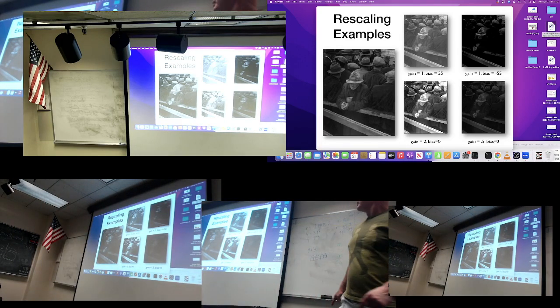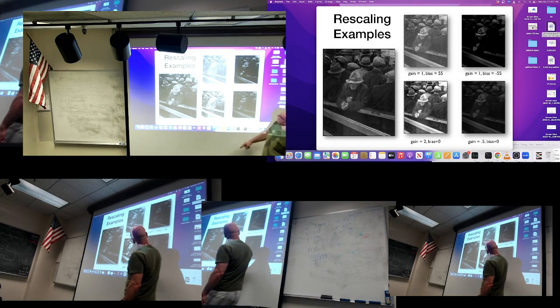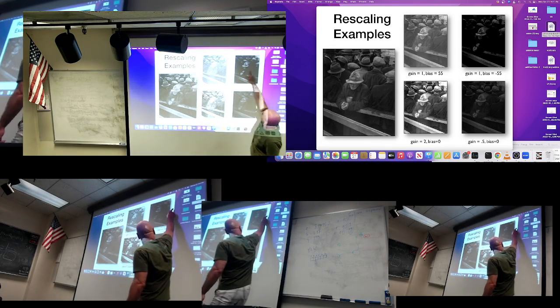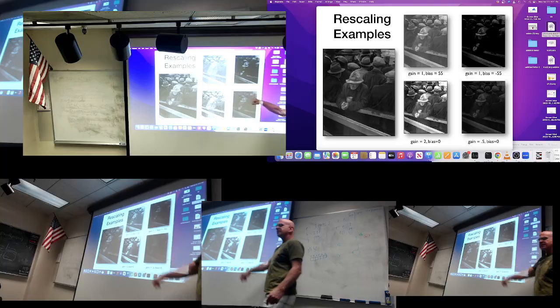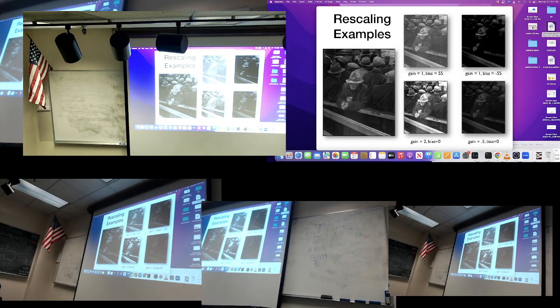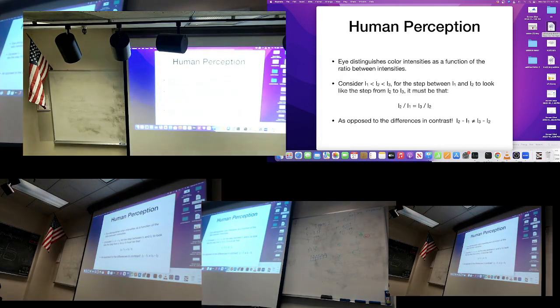But I think that we all agree that comparing to this original image, there are tons and tons of details that we are missing in the other ones because of over or underexposure. So that's with alpha and beta.